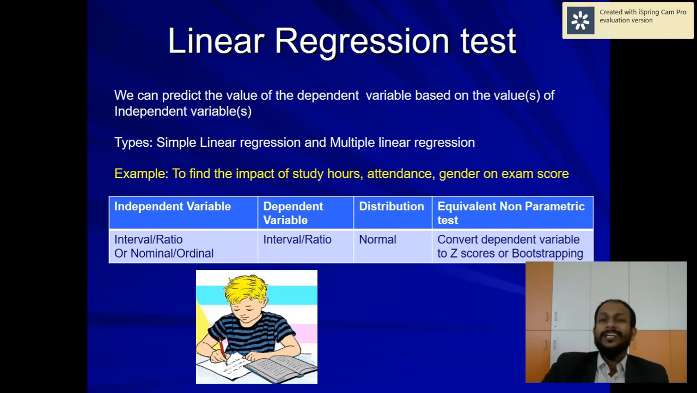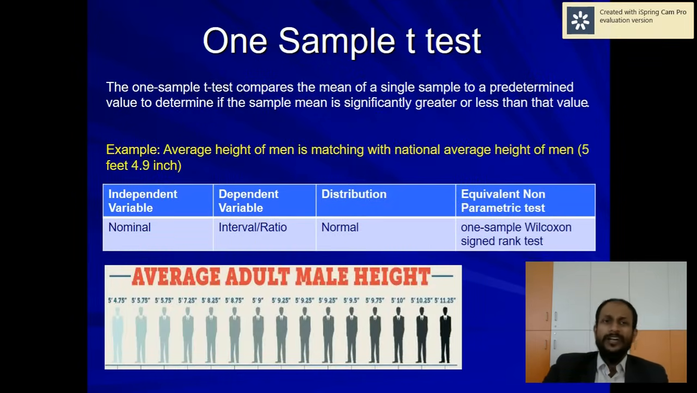Now this is all about the linear regression test. Okay. The third technique which we can discuss is the one sample t-test. The one sample t-test compares the mean of a single sample to a predetermined value to determine if the sample mean is significantly greater than or lesser than that particular value. Say, for example, I have 100 men and I want to check whether their average height is equivalent to the national average. The national average of men is 5 feet 4.9 inches.